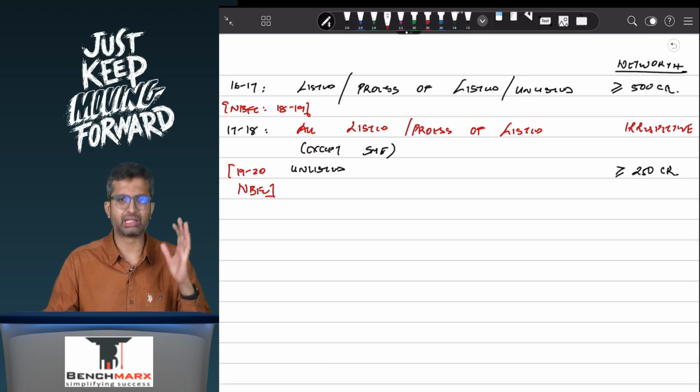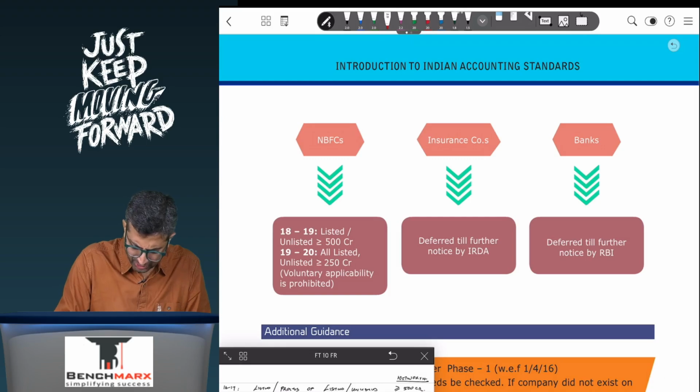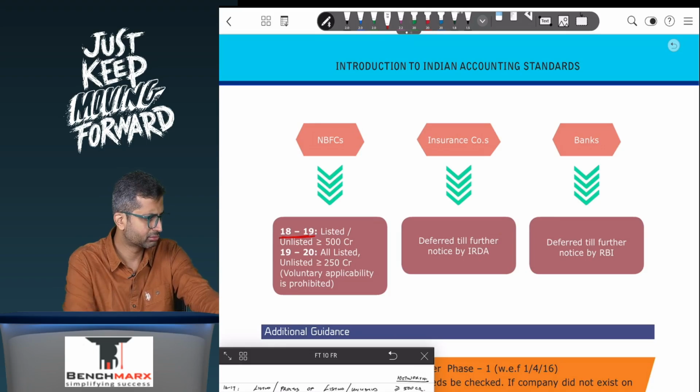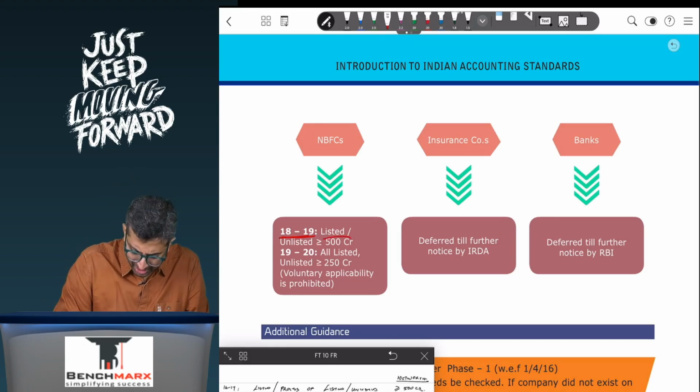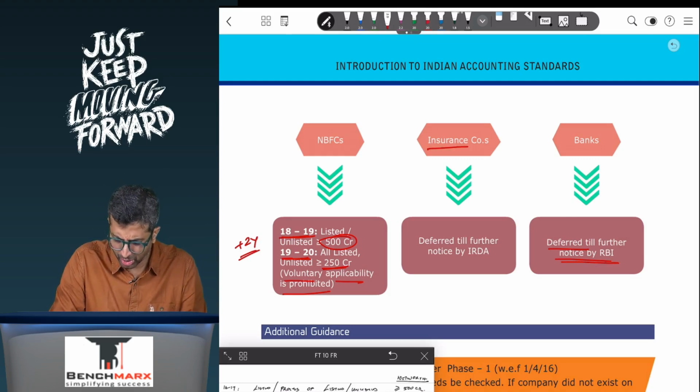Now, a very interesting thing, which as a special case you would want to discuss, would be, so let's say if you read this for NBFCs, in the year 2018-19, you have a 500 crore limit. In the year 2019-20, you'll have a 250 crore limit. This is basically plus 2 years. Voluntary application is prohibited. For banks, it is deferred until further notice by RBI. There's a background to insurance company.